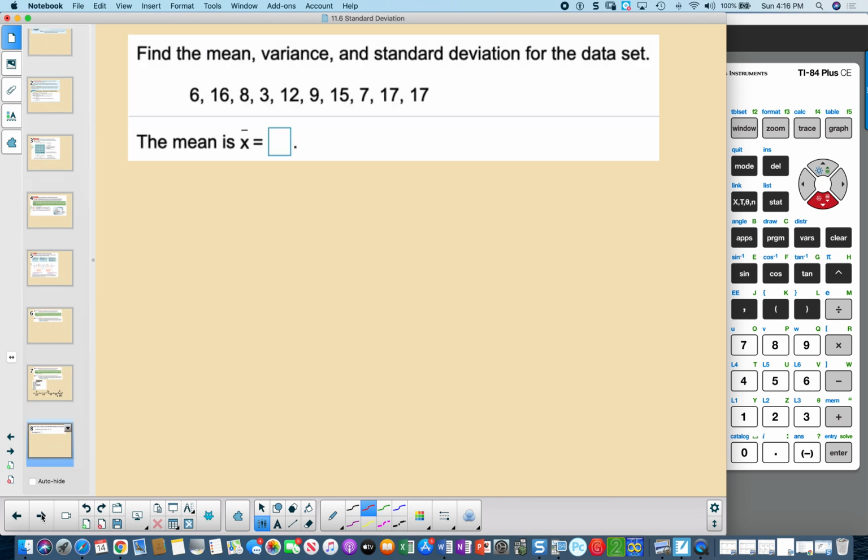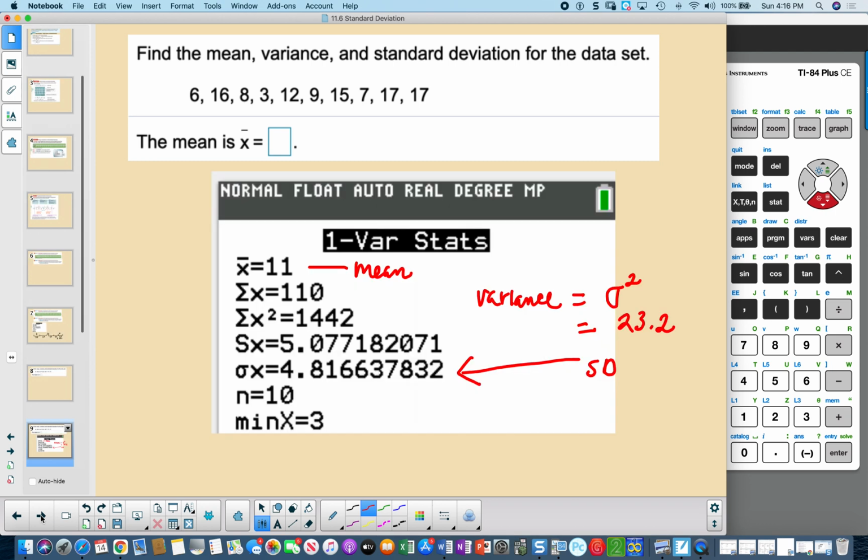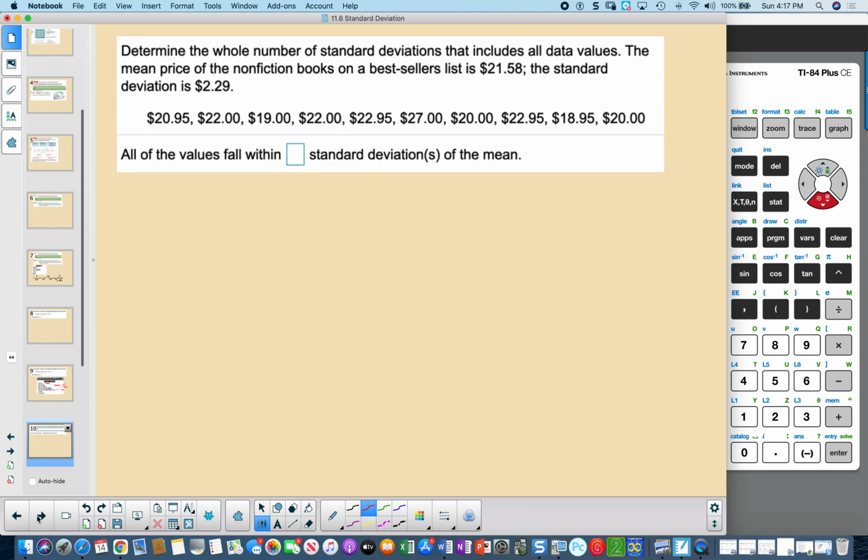We're going to find the mean, variance, and standard deviation for the data set. We'll put it in our calculator and then get one variable stats, and here we go. So our result is our mean is 11, our standard deviation, which we call SD or sigma, is 4.81, and our variance will be that sigma squared, which is 23.2.